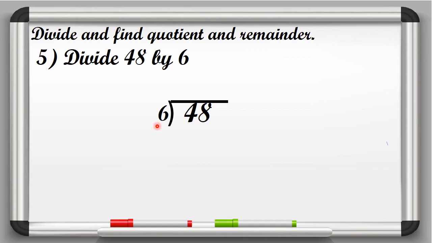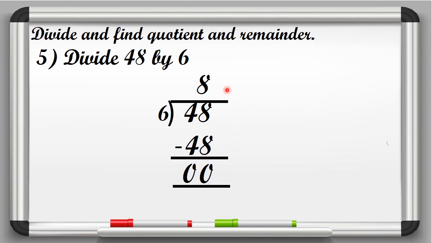Okay, so let's start. 6 ones are 6, 6 twos are 12, 6 threes are 18, 6 fours are 24, 6 fives are 30, 6 sixes are 36, 6 sevens are 42, 6 eights are 48. So here we will write 48 below 48. Okay, and at quotient place we will write 8. Now put the minus sign here. Now start subtraction. So 8 minus 8, that is equal to 0. Okay, and 4 minus 4, that is also equal to 0.